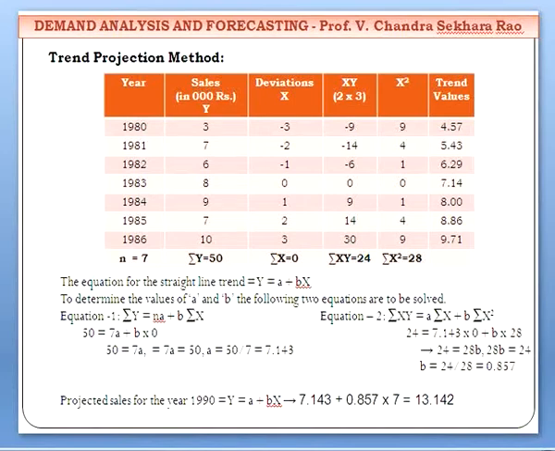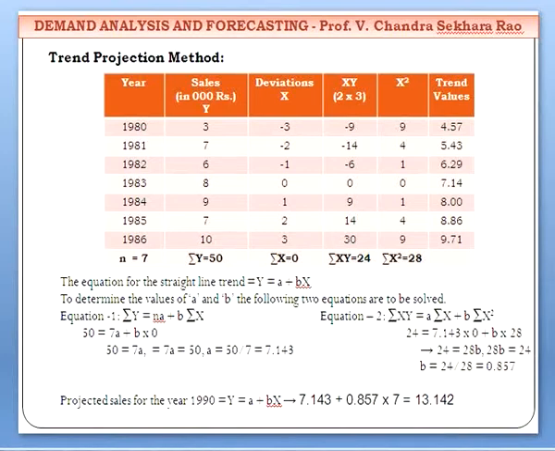For example, you find x deviations here. You take the midpoint as 0 and minus 1, minus 2, minus 3 as deviations, and 1, 2, 3 on the plus side. And then x into y and then x square. So using these simple notations, you can calculate the values of a and b. Y is equal to a plus bx. So you have to identify the values of the a and b parameters.